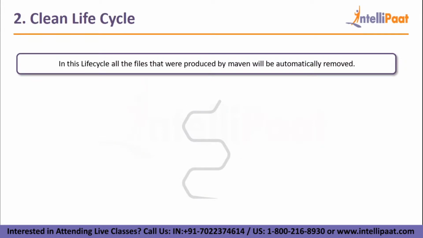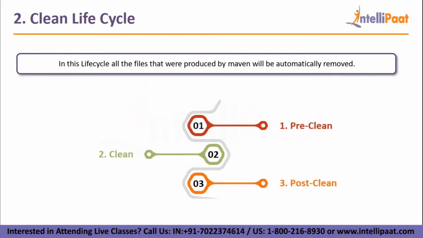Moving on to the next life cycles. Now, compared to the default life cycle, the next two life cycles aren't that important. The clean life cycle. Now, this life cycle has three phases in total. It has the pre-clean phase, clean phase, and post-clean phase. In this life cycle, all the files that were produced by Maven will be removed. What this means is that in the previous build, whatever files were produced, like the .class files or the test files or the summary reports, or whatever was produced as a result of Maven compiling and packaging the project, will now be removed using the clean life cycle.